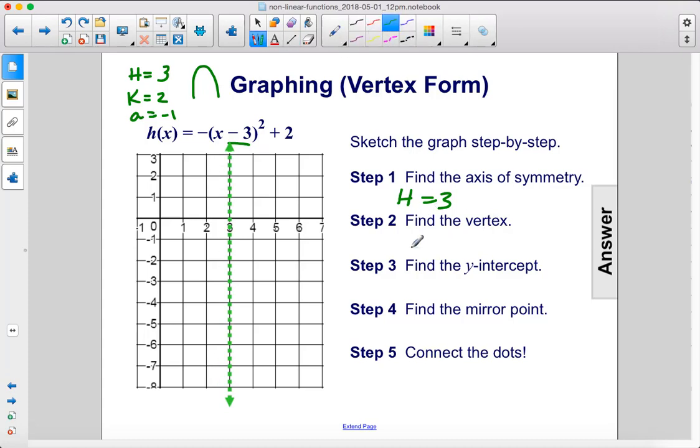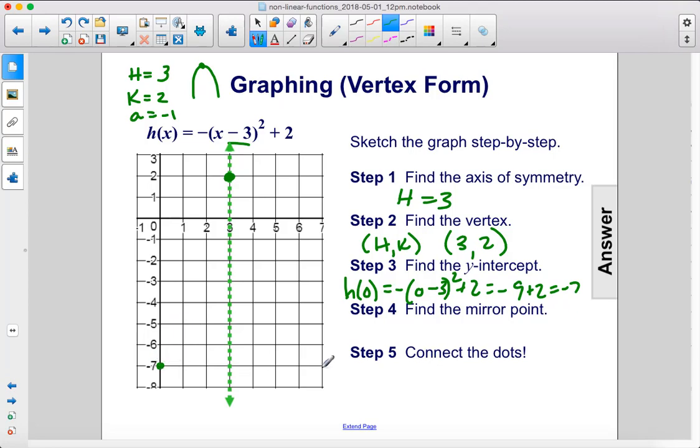Next, find the vertex. The vertex is (h, k), which is (3, 2). So (3, 2), right there. That's going to be the vertex of our parabola, this point there. Find the y-intercept. All right, so let's just plug 0 in. So h of 0 equals -(0 minus 3) squared plus 2. So (-3) squared is 9, but there's a negative sign here, so -9 plus 2 equals -7. So the y-intercept is down here.